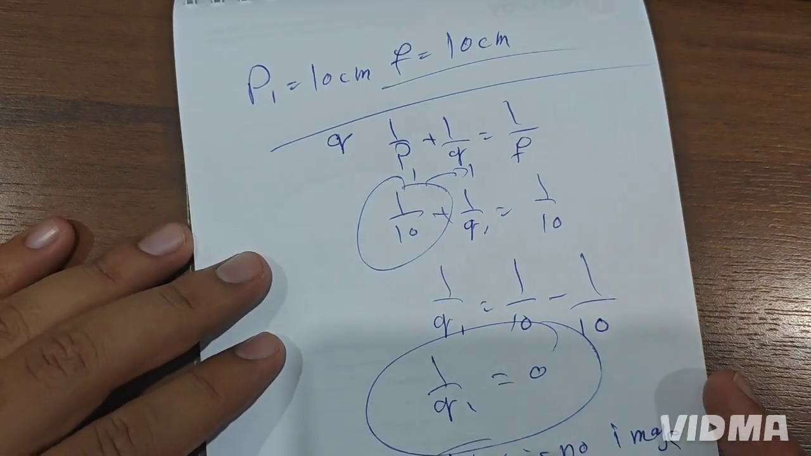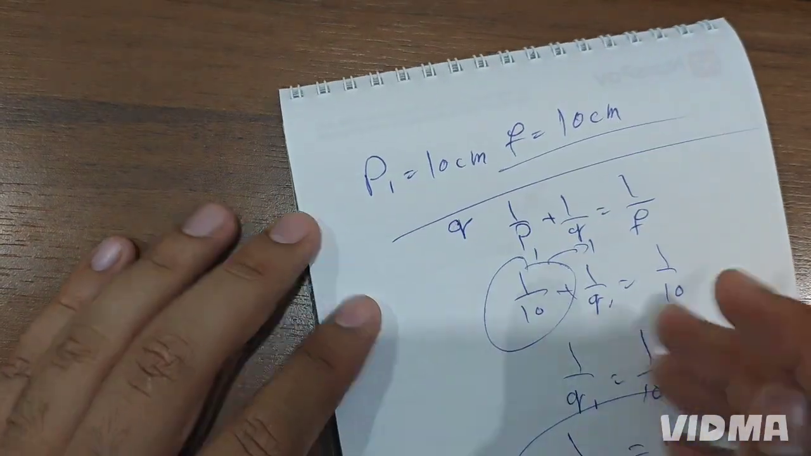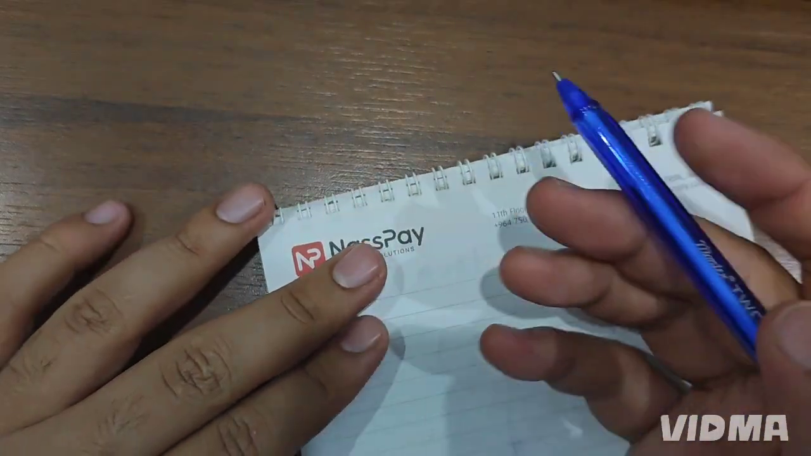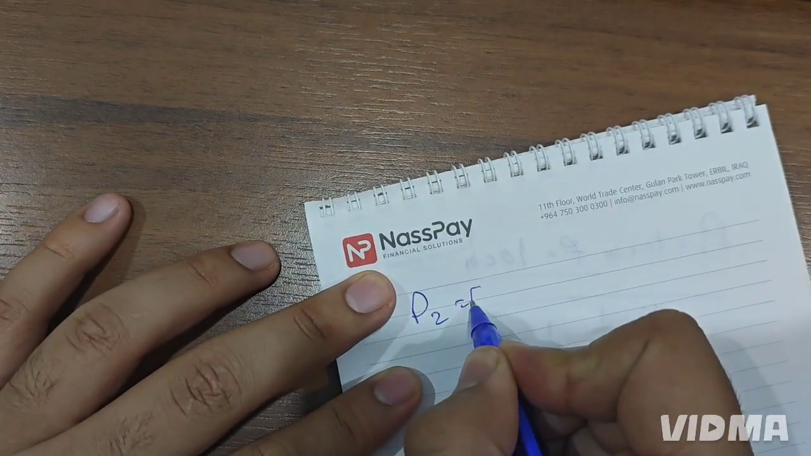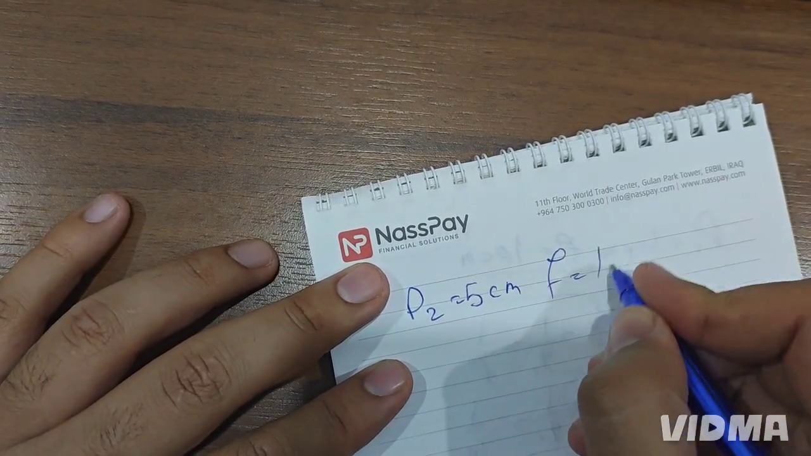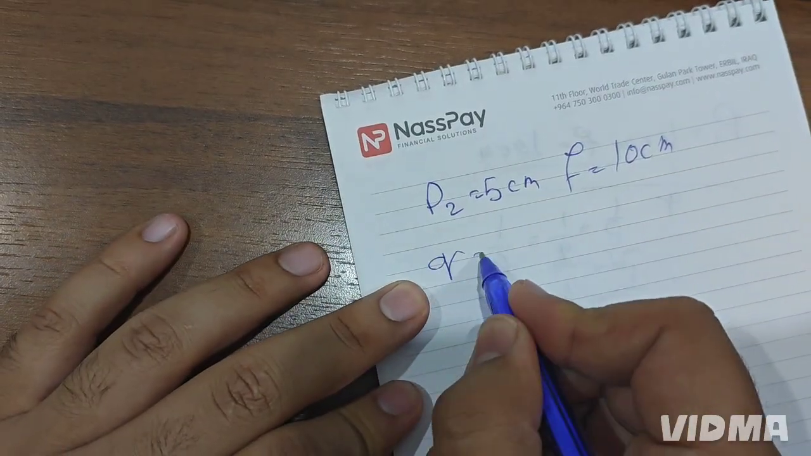For the second part, the object distance P will be 5 centimeters. Again, we are using the same focal length, 10 centimeters. Go find the value of Q, the image distance.